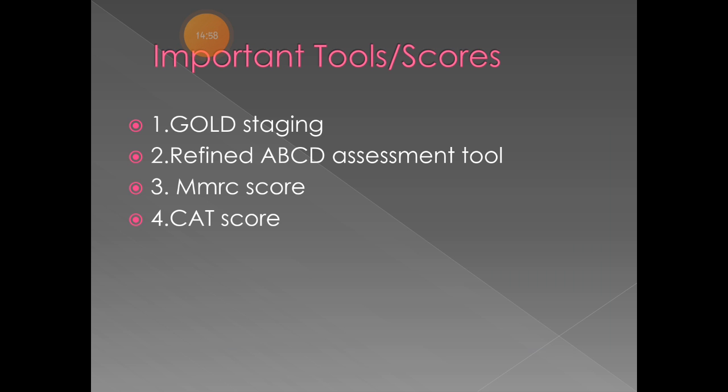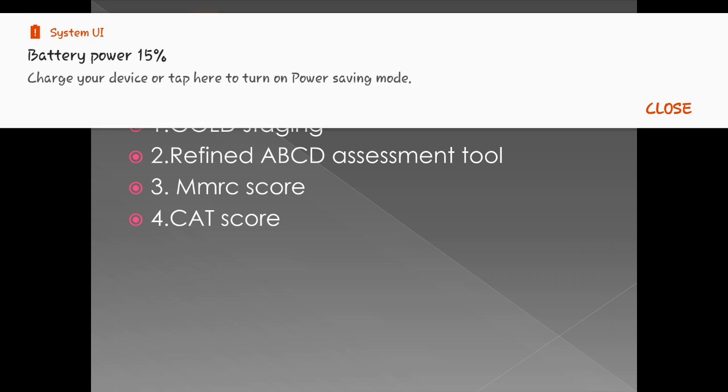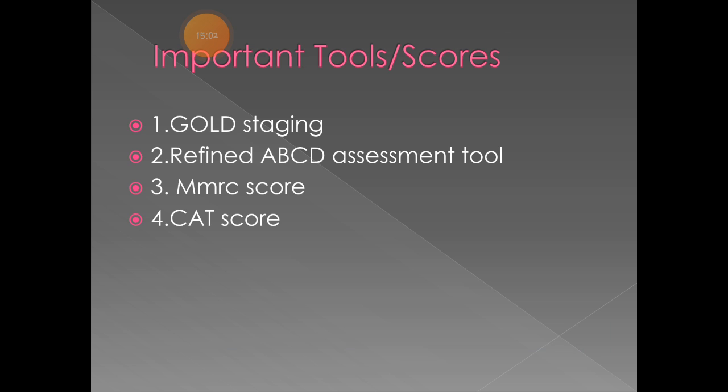And here, of course, you should find out the spirometry value we take as the post-bronchodilator value; that you have to know. And then let's move to important tools and scores. Important tools here: you should know the GOLD staging, the refined ABCD assessment tool, the mMRC score and the CAT score.